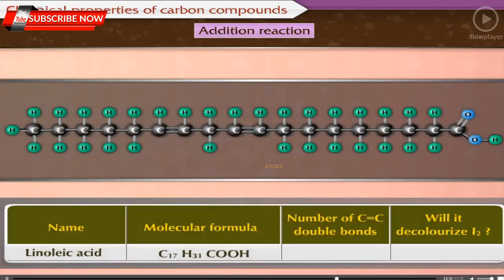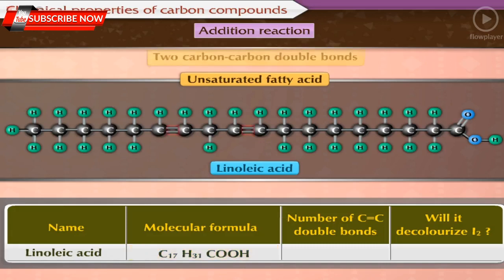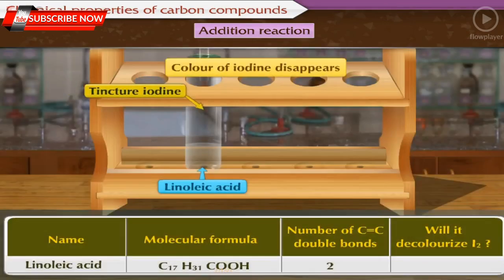The last fatty acid is linoleic acid. It is an unsaturated fatty acid. It has molecular formula C17H31COOH and contains 2 carbon-carbon double bonds. Therefore, the color of iodine disappears with this fatty acid.